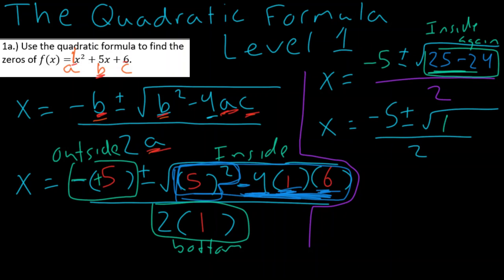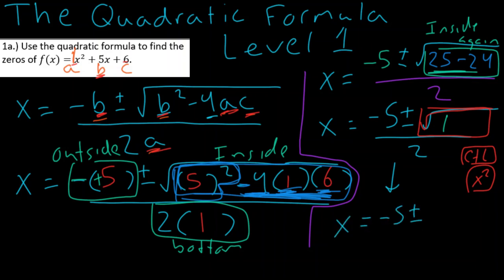Now, the next thing we want to do is simplify our square root. If you need to use your calculator, you can. You can push control x squared, and if you push these two buttons, it will give you the square root symbol. But if you take the square root of 1, what you're going to get is 1. And so this, of course, gives us this. X equals negative 5 plus or minus, switching colors here, because remember the square root of 1 is just 1.